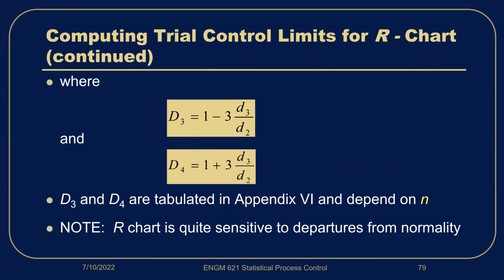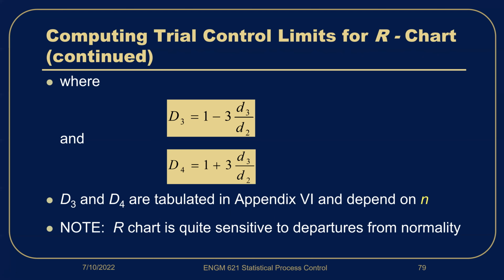And here's the relation between capital D's and lowercase d's. Both capital D's and lowercase d's are given in Appendix 6. We need the sample size n to locate the correct value of d's. Pay attention, this n is the sample size, not the number of samples m.